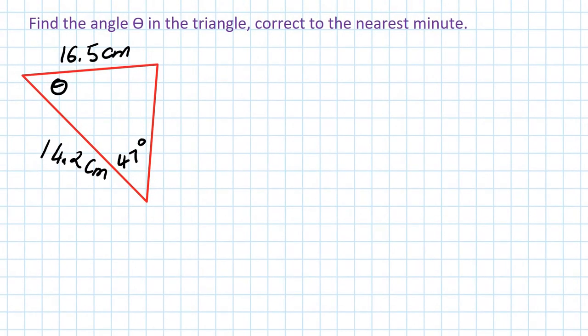Okay, same thing. The question is asking to find angle theta correct to the nearest minute. You can see opposite of this 47 degrees is this 16.5 centimeters. Now, opposite of the angle here, of course I can't use it, because there is nothing on this side, no unit, no measurement.